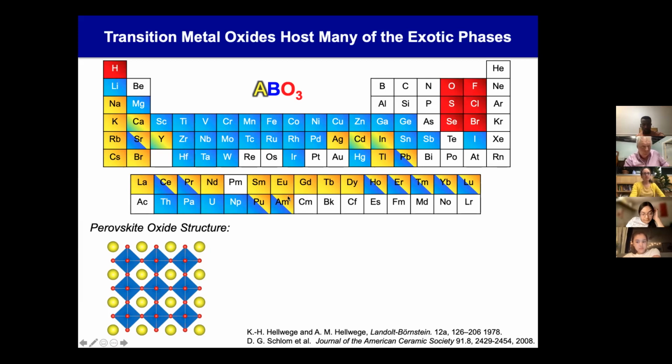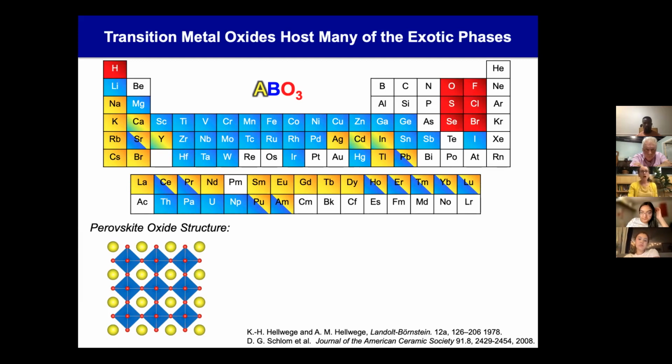And we can see on this periodic table that almost every element in the periodic table can be found in this perovskite oxide structure. If you want to see the original perovskite, it's a rock, it's calcium titanate, and there's actually some of it in the Natural History Museum across the street from where I'm sitting right now. So if you want to see the original perovskite, you can go look at the rock.